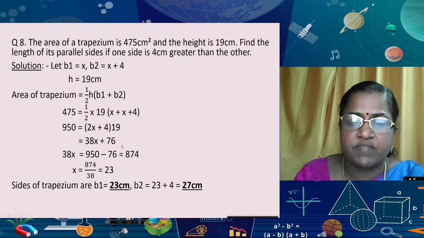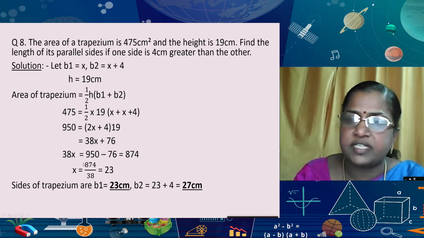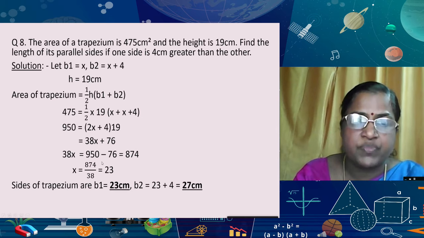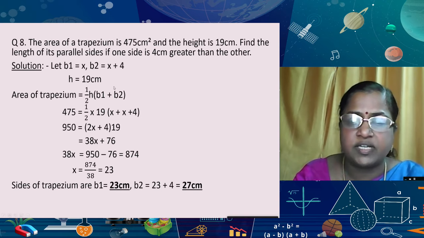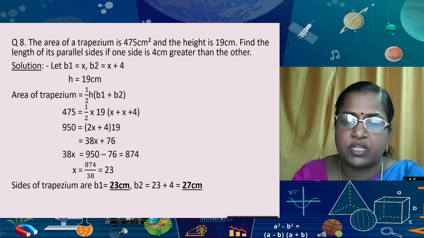That is 874. And when we have to find the value of x, we can divide this 874 by 38, that is 23. So the sides of the trapezium are, first one is b1 = x, that means 23 centimeter. b2 is 4 more than this, that means 23 plus 4, that is 27 centimeter.